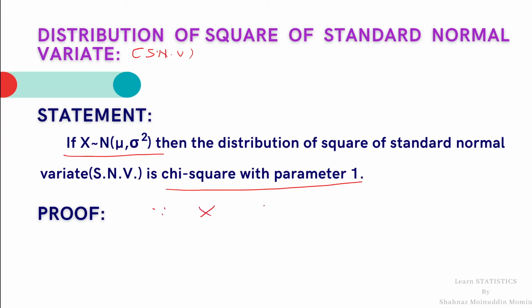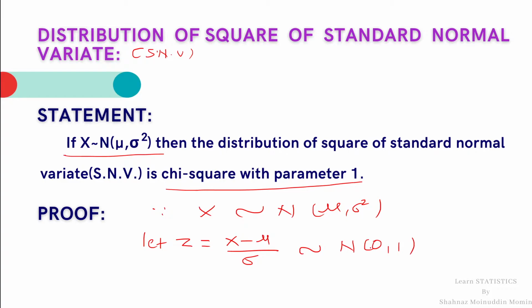Since x follows normal mu sigma square, let me define a new variable to denote the standard normal variate. Z is equal to x minus mu divided by sigma. It is an SNV which follows normal 0 1. Now here we want to obtain the distribution of y is equal to z square. What will be the distribution of y?